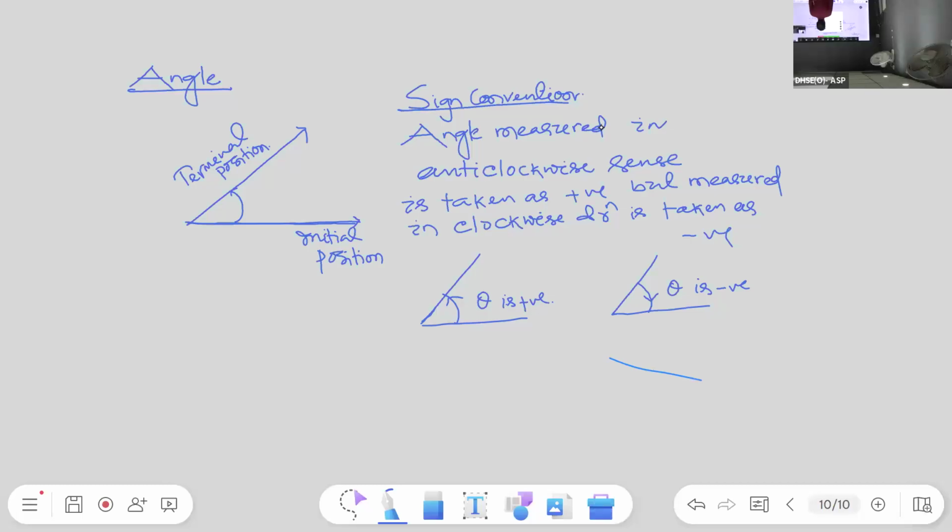Okay, come to units of measurement of angles. Units of measurement of angles.